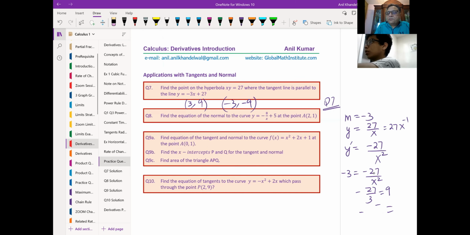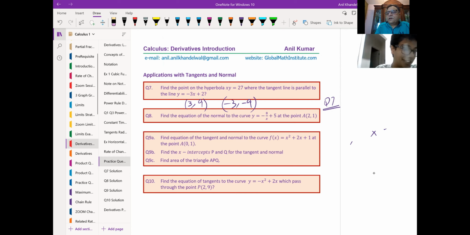Can you please read question number 8? We'll try to solve this. Find the equation of the normal to the curve y equals negative 8 over x plus 5 at the point (2, 1).